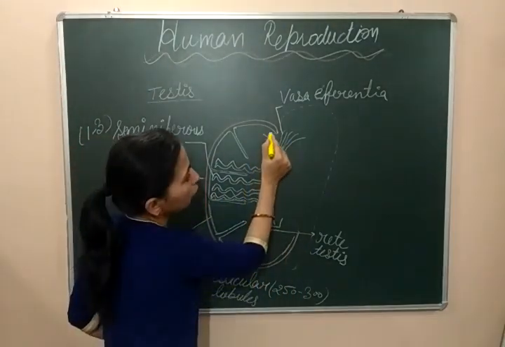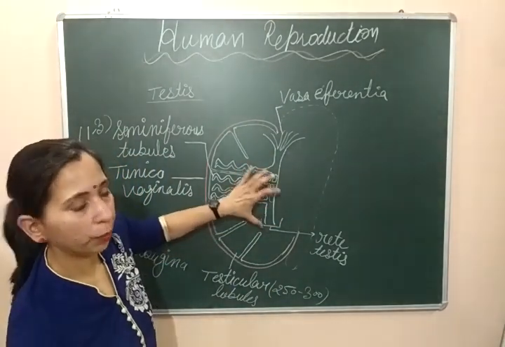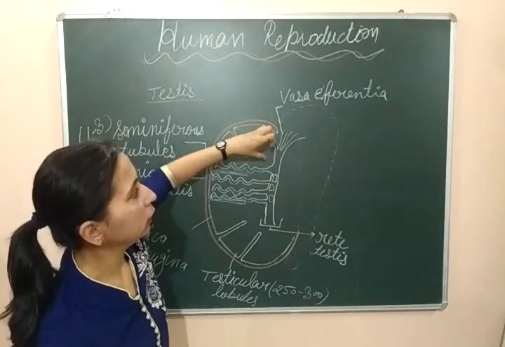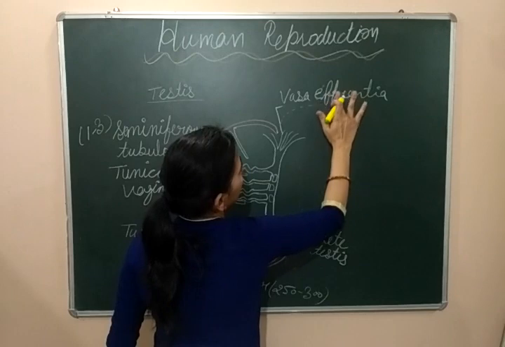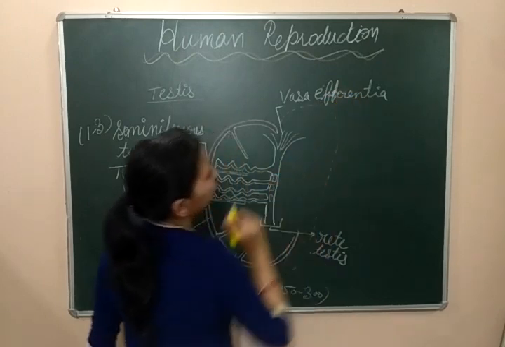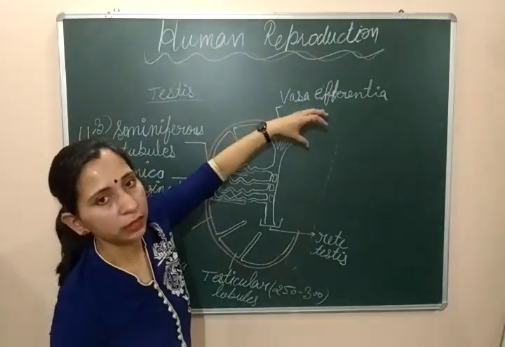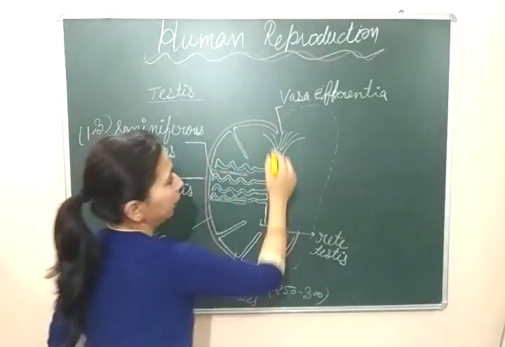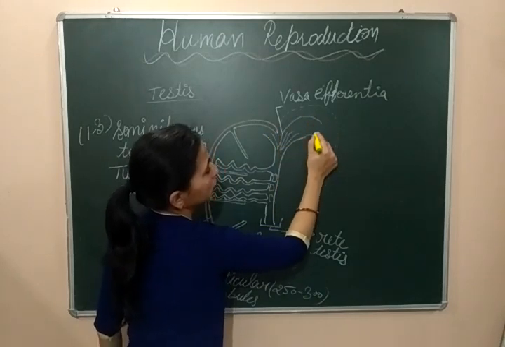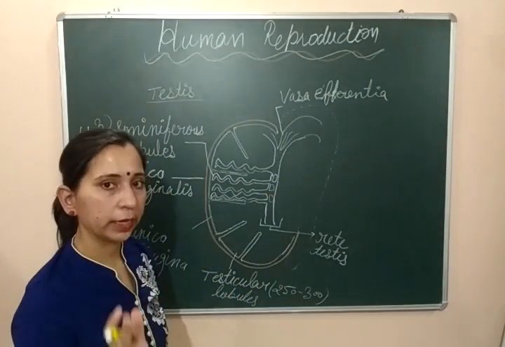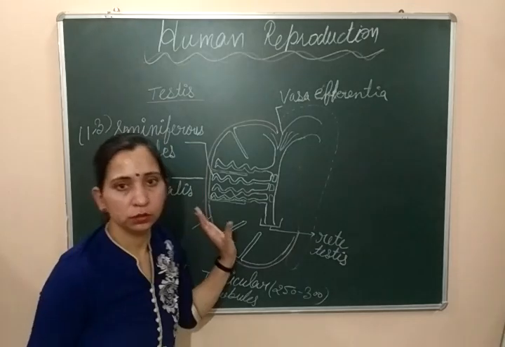So just remember that all this network of rete testis will make a duct, and that duct is known as vasa efferentia. The name of this duct is vasa efferentia, and this vasa efferentia will open into that part of the reproductive system that is epididymis, by forming a duct-like structure. This is about the internal structure of the testis.